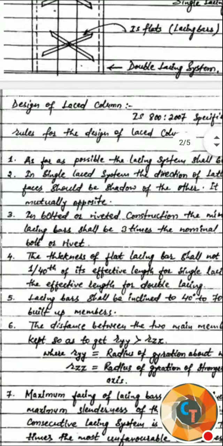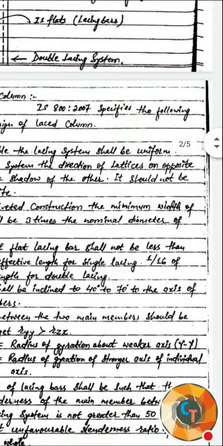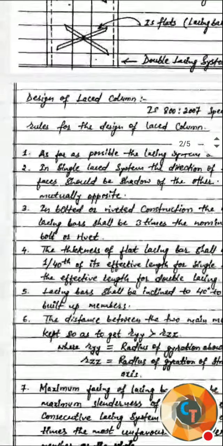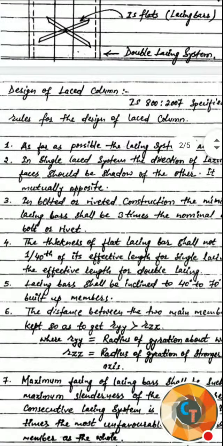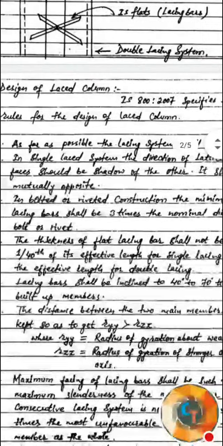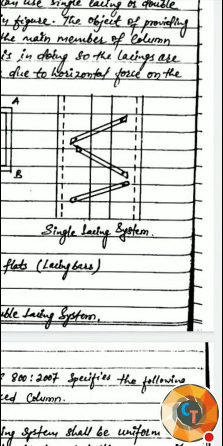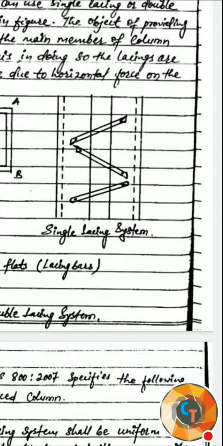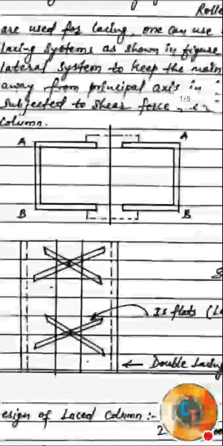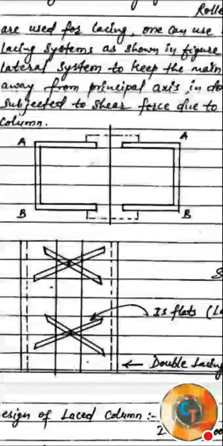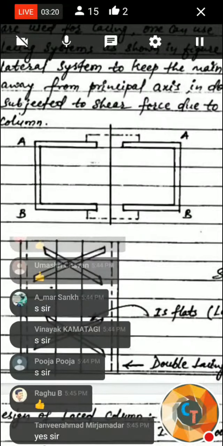The second one: in a single laced system, the direction of lattice on opposite faces should be the shadow of the other. It should not be mutually opposite. If you are using a single lacing system, the same image is reflected, like a mirror image, not the opposite one. Mirror image means the same. Parallel bars should be there on the other side also, like in this figure, in cross section you can see.